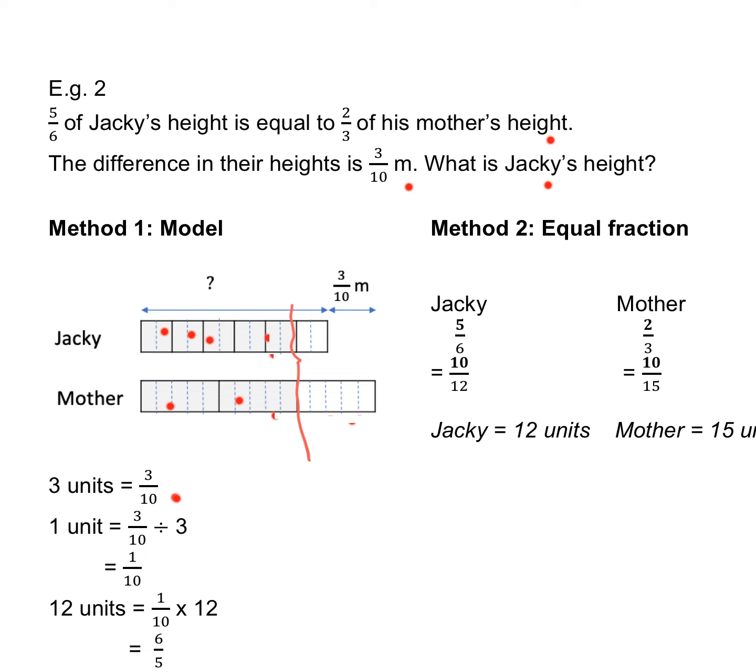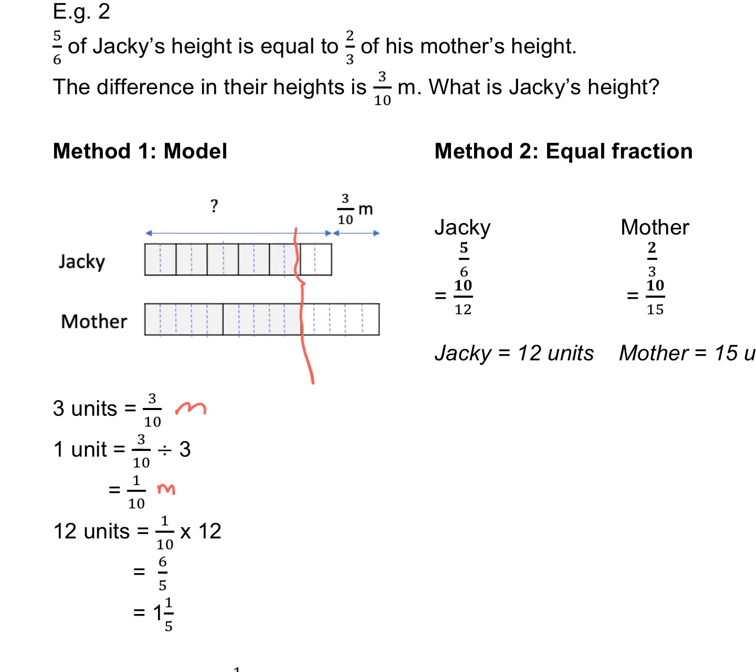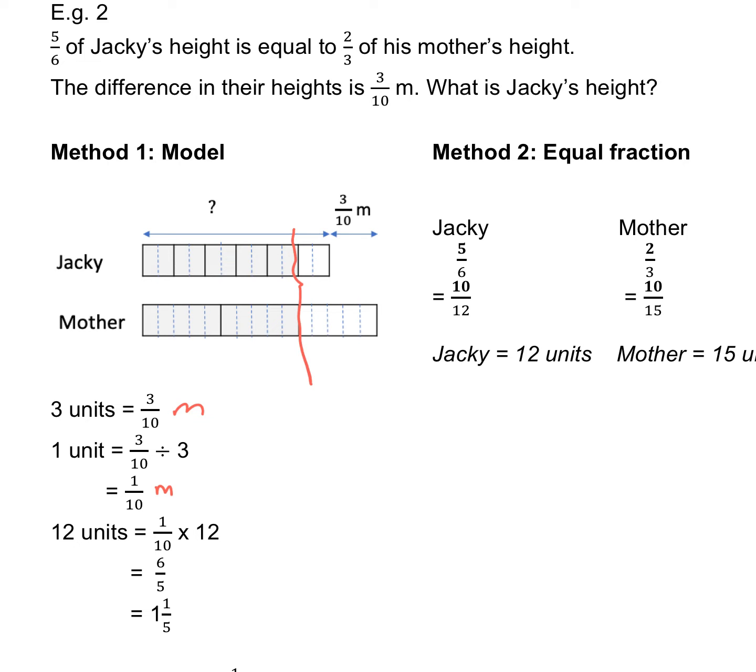So you want to put a metre here. Then 1 unit is 3 out of 10 metres divided by 3, which is 1 out of 10 metres. So you can put 1 out of 10 metres. Then they ask for Jackie's height. Jackie is 2, 4, 6, 8, 10, 12. So 1 out of 10 metres times 12, the answer is 1 whole 1 fifth metres.